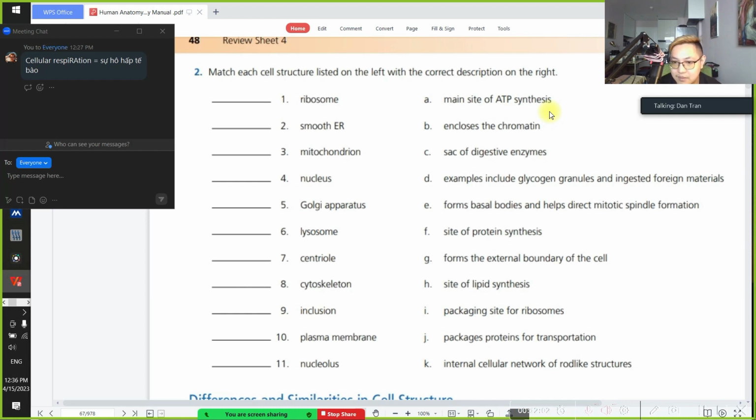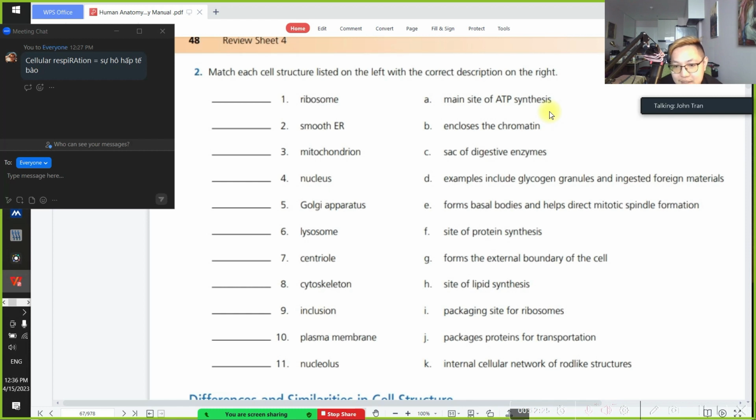Okay, what is a site of lipid synthesis? Centrifuge. No. Nơi mà tổng hợp lipid. What is that? Inclusion. It's actually the smooth ER. Nó là bộ máy lưới nội chất trơn láng. It's a smooth ER, remember? Yeah.